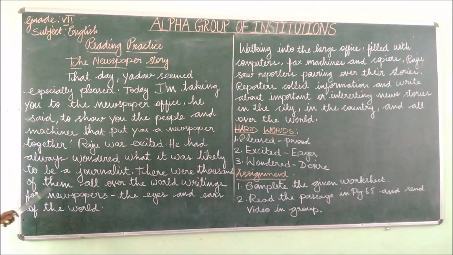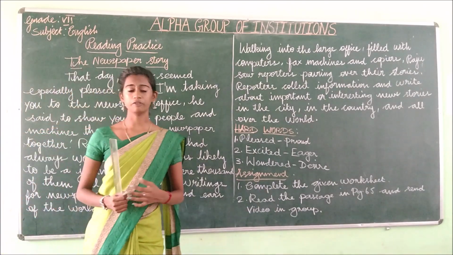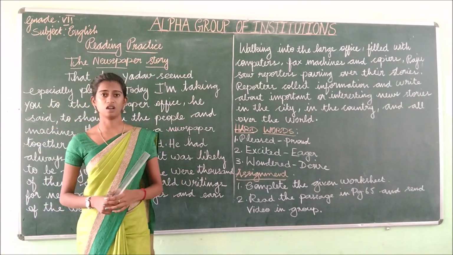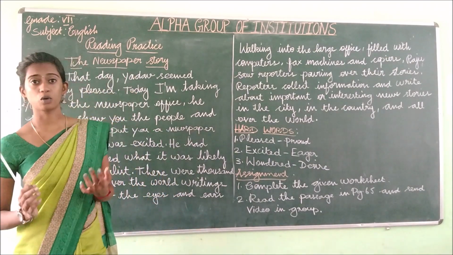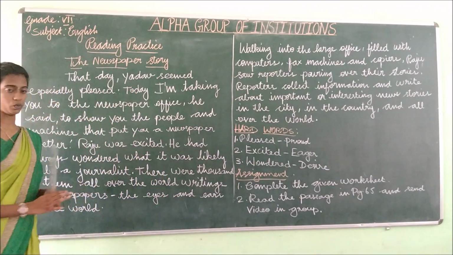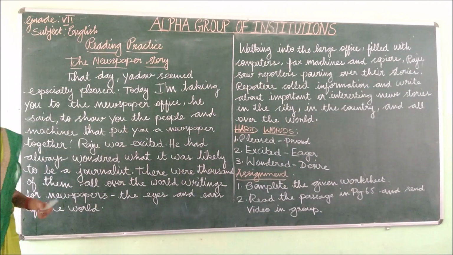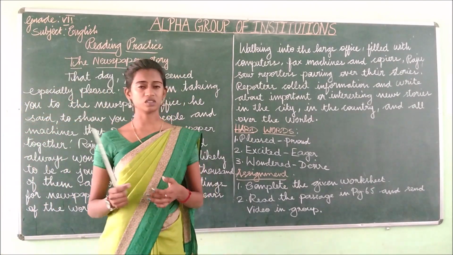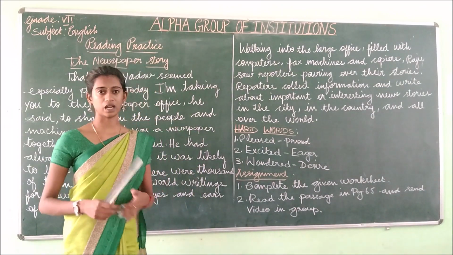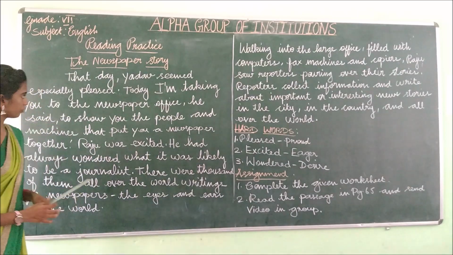There were thousands of them all over the world. So there are not only a few persons who write news. There are thousands of people who write news, writing for newspapers, the eyes and ears of the world. So they will write each and everything which is happening in the world.